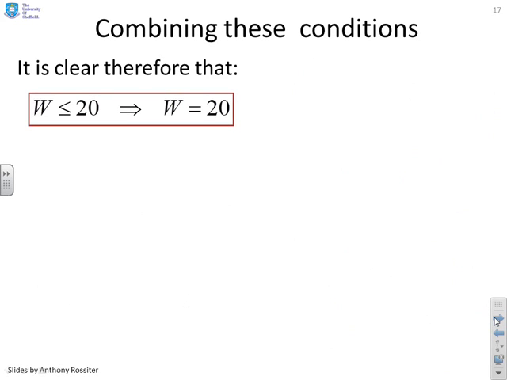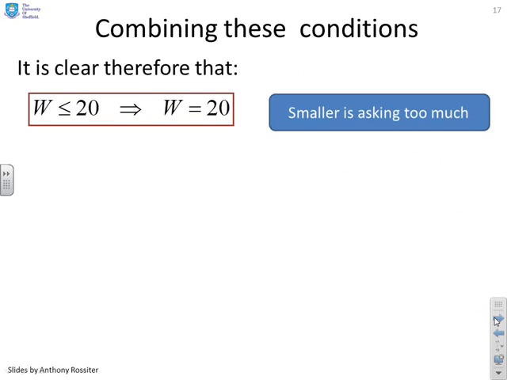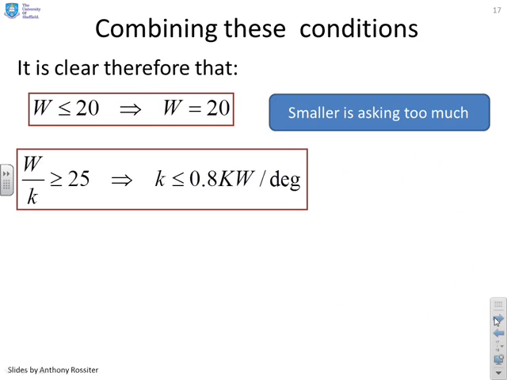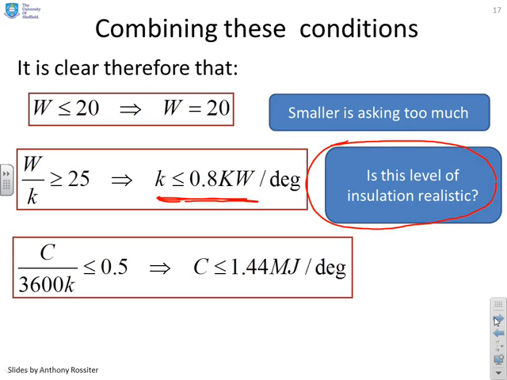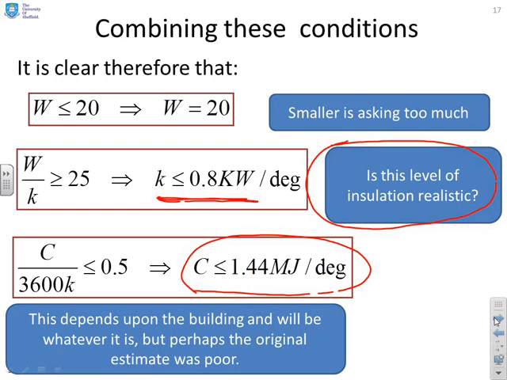If you combine those, you can see W less than or equal to 20. Generally, I'm going to go with 20 because if you make W too small, you're really asking too much. W over K greater than 25 is going to tell you if W is 20, K has to be less than 0.8 kilowatts per degree. And that tells you what insulation you would need, but you might be asking, is this level of insulation actually deliverable? Okay, and in terms of the time constant, you're going to end up with a definition for what C should be. And of course, you're then going to ask, well, actually, can you control C? It depends upon the building, and it will be whatever it is.